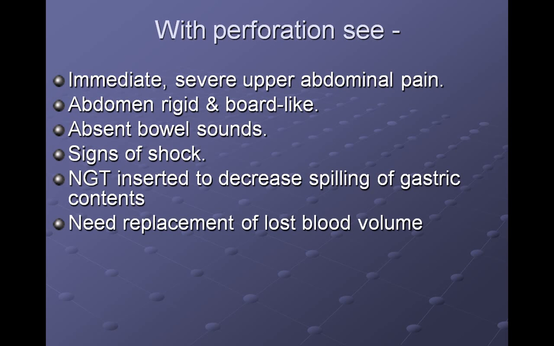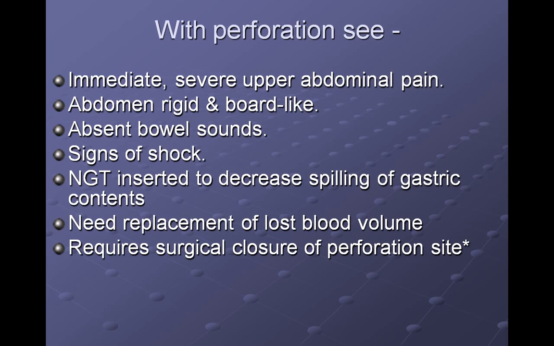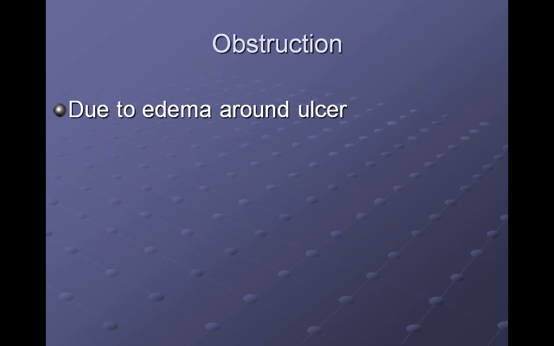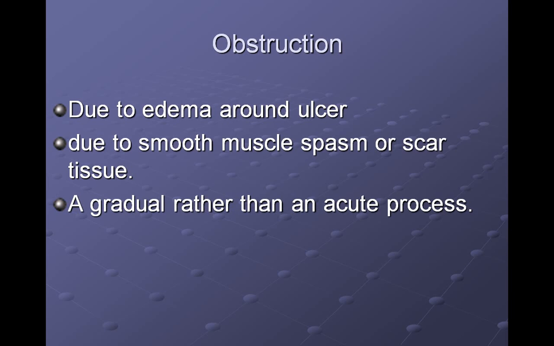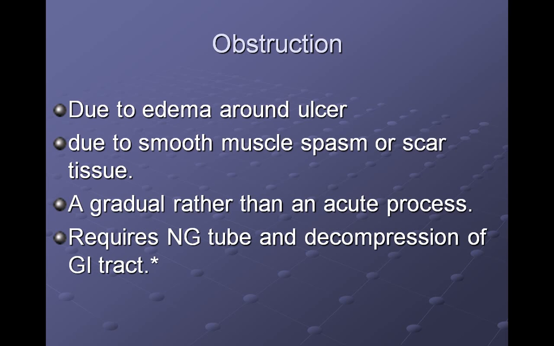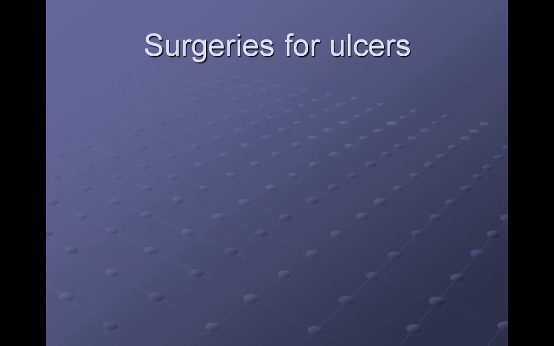They need replacement of lost blood volume. Therefore, the person may have packed cells ordered or whole blood. Perforation requires surgical closure of the perforated area. Obstruction as a complication is due to edema around the ulcer, smooth muscle spasms, or scar tissue formation. A gradual rather than an acute process is seen with an obstruction. It requires an NG tube and decompression of the GI tract to allow the GI tract to rest.